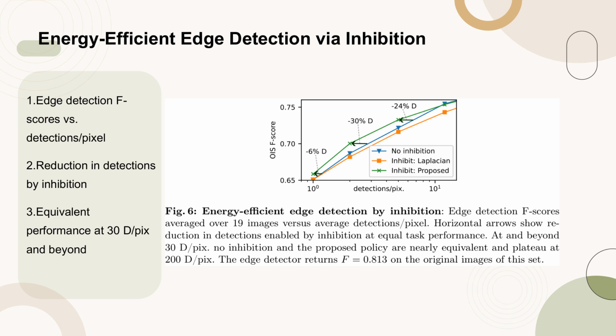The graph shows the F-scores of edge detection averaged over 19 images plotted against the average number of detections per pixel. Horizontal arrows indicate the reduction in detections achieved through inhibition while maintaining equal task performance. Notably, at and beyond 30 detections per pixel, the performance of inhibition and no inhibition becomes nearly equivalent, plateauing at 200 detections per pixel. The edge detector achieves an F-score of 0.813 on the original images, highlighting the potential benefits of inhibition in reducing detection counts without compromising detection quality.